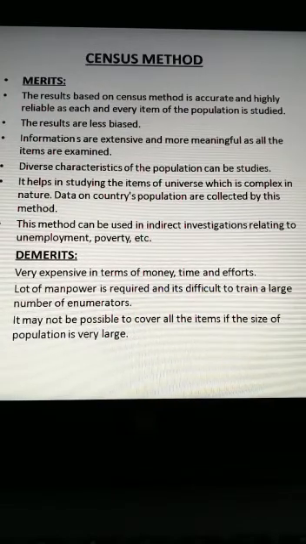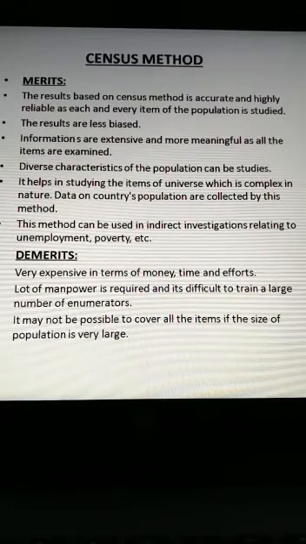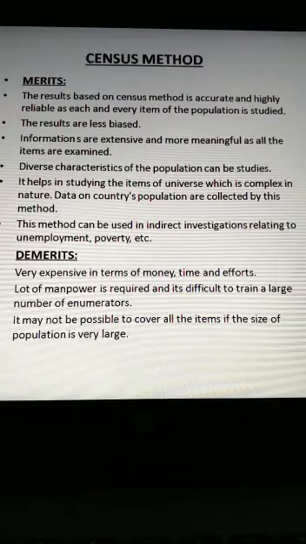But there are certain demerits also. It is very expensive because we have to spend more time and effort, along with money also. A lot of manpower is required, and training that manpower is also a difficult task. And it may not be possible to cover all the items if the population size is very large. So if a large population is there, then each and every item cannot be considered.